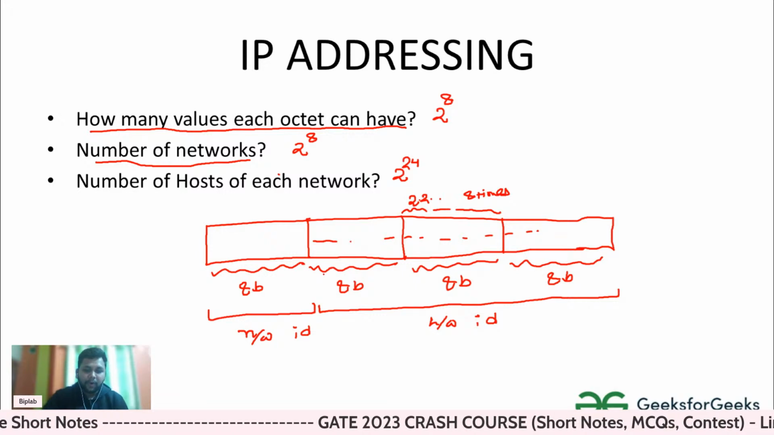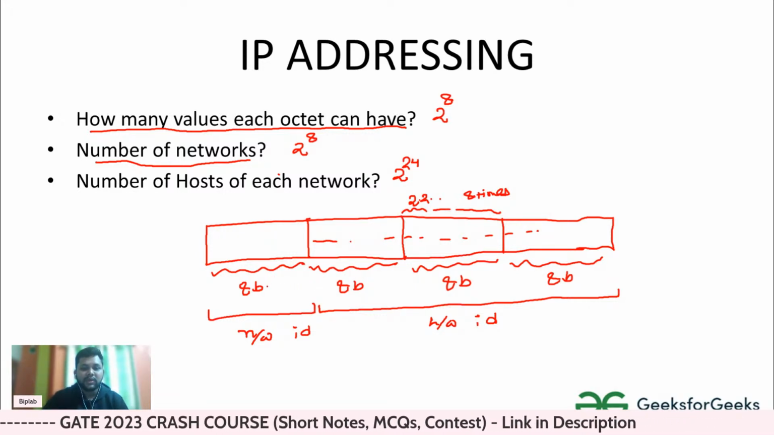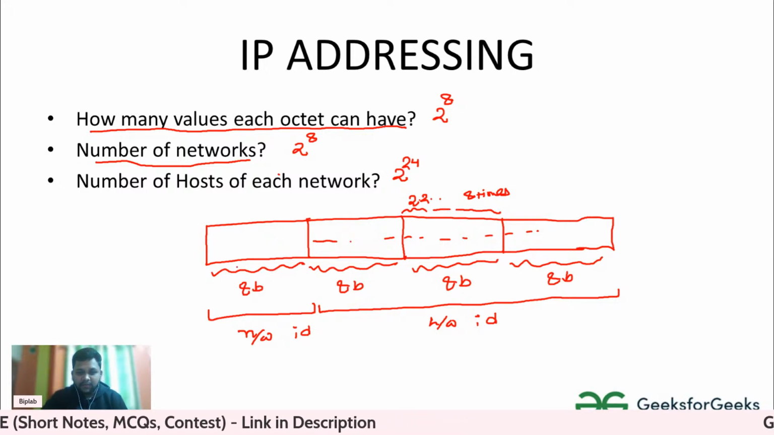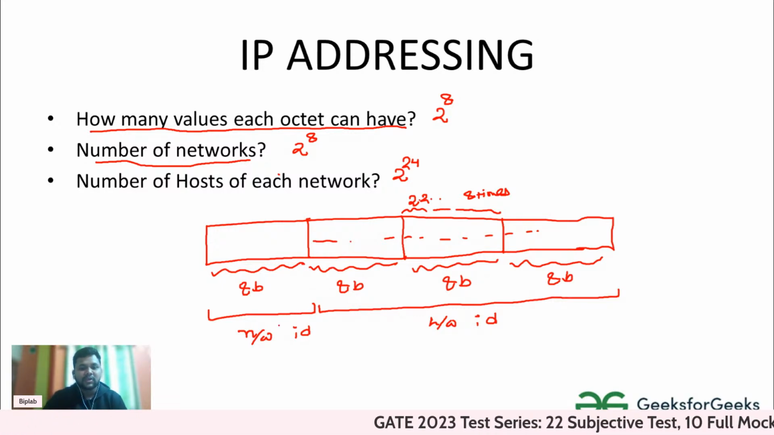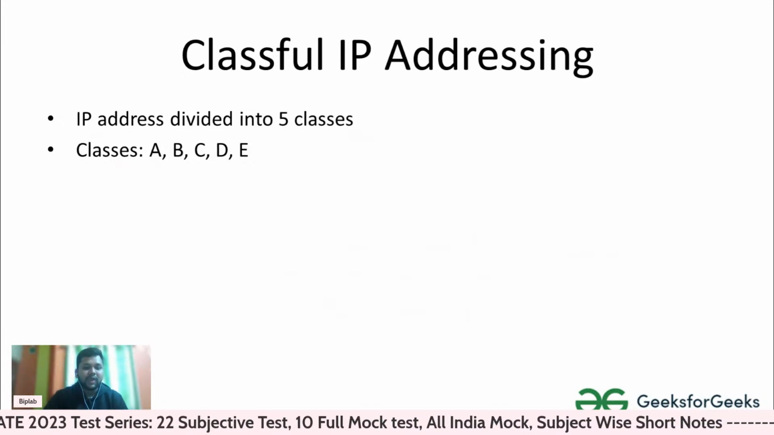Now the problem here is that the number of networks is 128. That is very less, and it is somewhat static. If we increase the network ID, in that case the host ID will be less. So we have to do something dynamic here. That's why we have the concept of classful IP addressing.